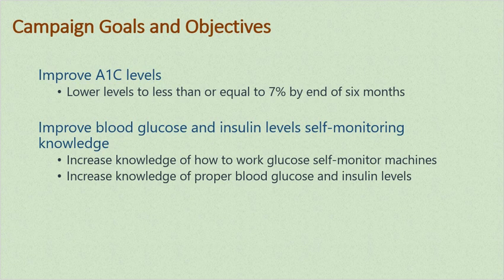A fifth goal is to improve participant knowledge of how to monitor their own blood glucose and insulin levels. An objective for this goal is to increase the knowledge of how to work glucose self-monitor machines by the end of the program. Another objective for this goal is to increase the knowledge of proper blood glucose and insulin levels through education by the end of the program.